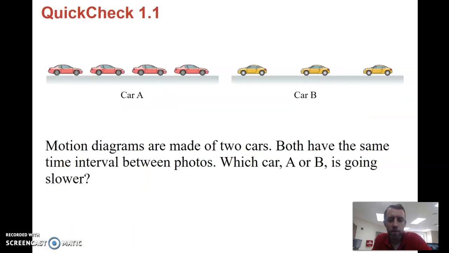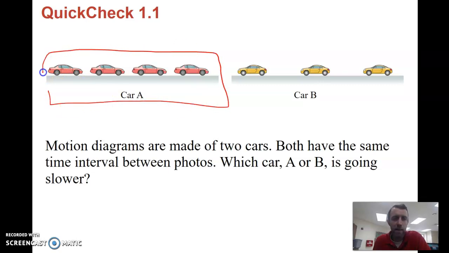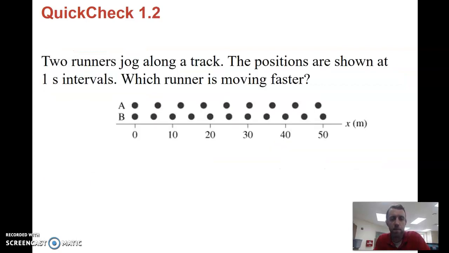So motion diagrams are made of two cars, right? Both have the same time interval between photos. Let's just say 1 second. Which car, A or B, is going slower? All right, so you want to see which car is traveling the least amount of distance between each photograph, right? And so, of course, that would be car A, right? Every second, there's a picture being taken, and the car has not gone that far, whereas car B, the yellow car, much greater distance in between each successive photo. All right, so car A.